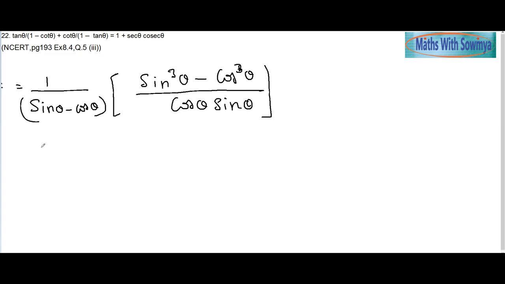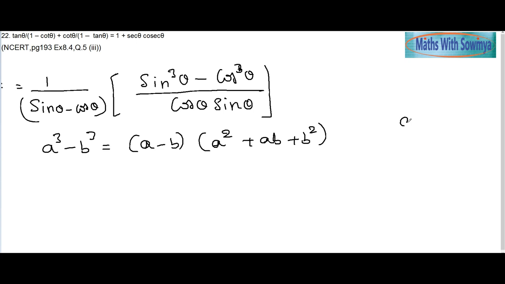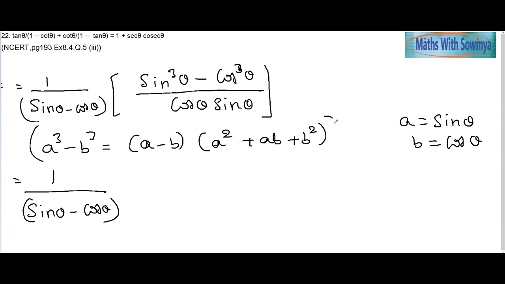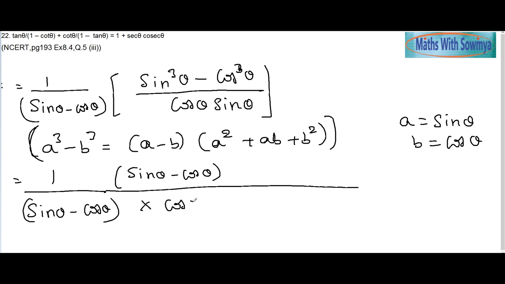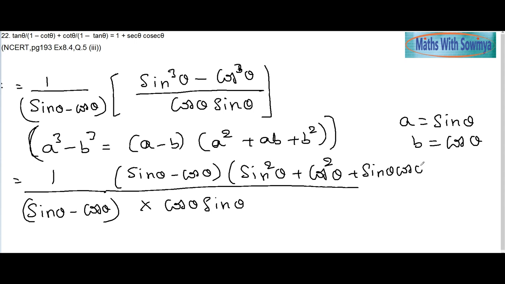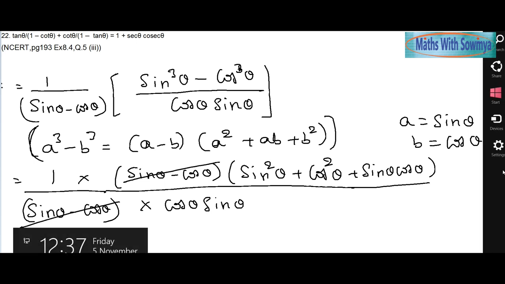So this is in the form of A cube minus B cube, which says A minus B, A square plus AB plus B square, where A is sin theta for me and B is cos theta. So we will take sin theta minus cos theta in the bracket. Here A minus B is nothing but sin theta minus cos theta. The LCM as it is, cos theta into sin theta. This is A square plus AB plus B square. I can write B square and AB, it is one and the same. Now sin theta minus cos theta will get cancelled.